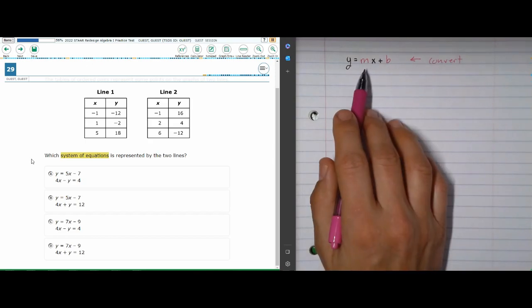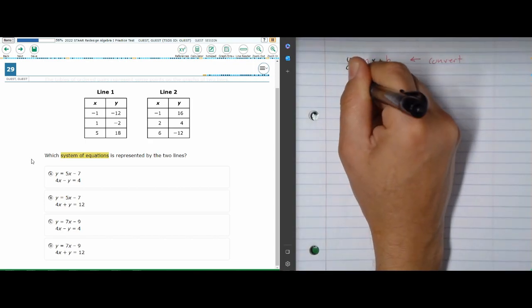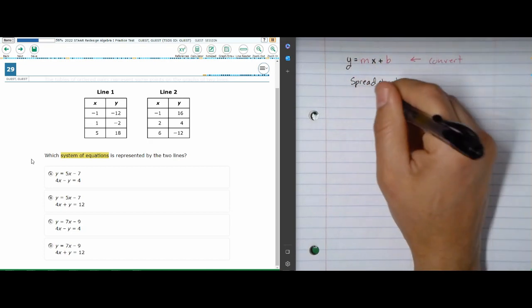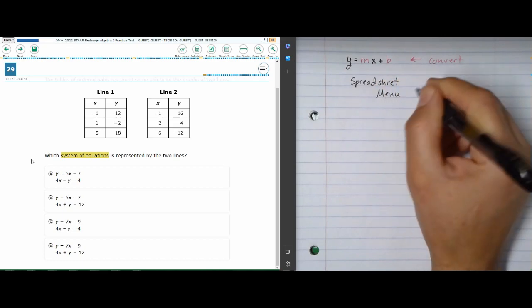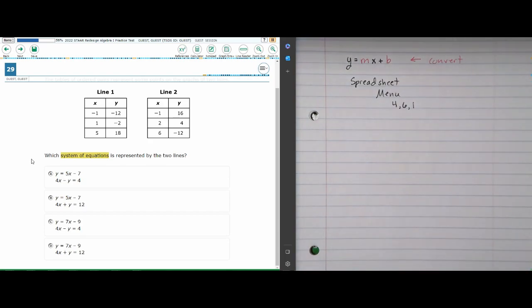So while we could convert these and use them for graphing, and that would work, that'd be one way we could figure it out. I think what I'm going to do is go ahead and just get two equations, graph them, find the intersection, and see which one of these matches. So I'm going to opt today for spreadsheet on this. Now remember, when we're using spreadsheet for this particular activity, we're going to be using menu 4, 6, 1 once we go into analyze.